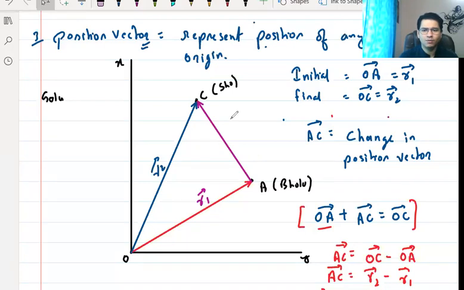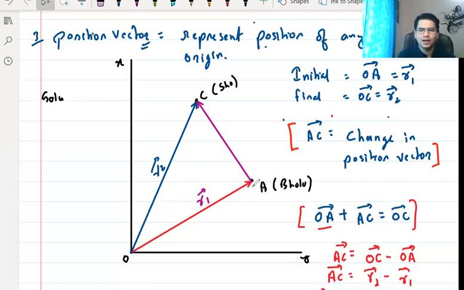But what about AB? What is AB? Tell me, what is AB? Sorry, not AB, AC. What is AC? It is written, right? Yes. It is the change in position vector. Yes or no? It is the change in position vector. Brother, from where to where has the change happened?